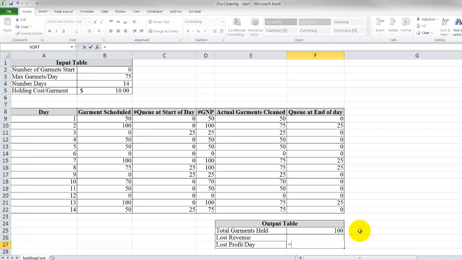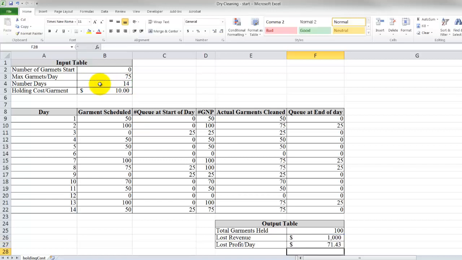Well, what about the lost profit per day on average? It's going to be the $1,000 that we're losing divided by the total number of days, which we can reference here in the table, 14. Let's hit enter. And it seems that we're losing a potential $71.43 a day based on this particular schedule, which might change from every 2-week planning horizon.